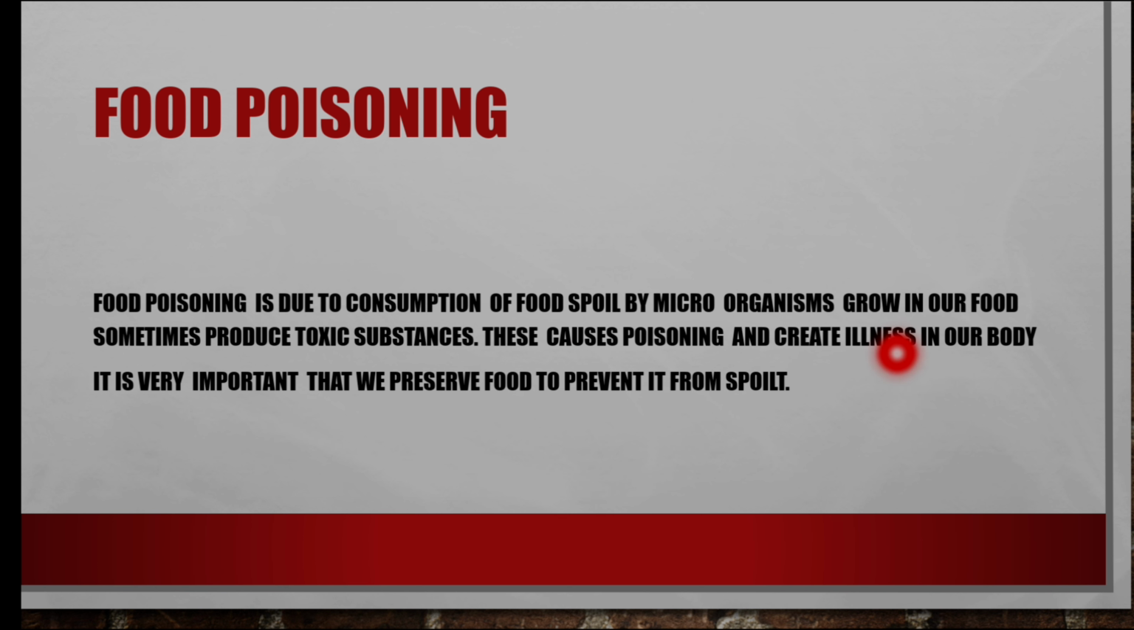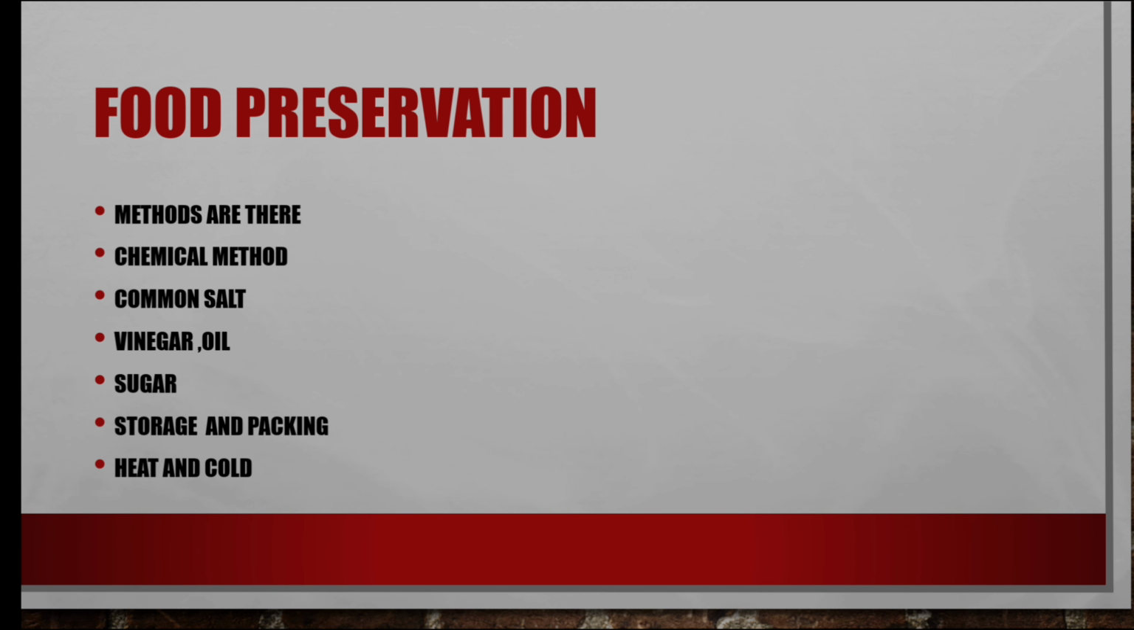Sometimes it may cause death also. The person who feels stomach pain, nervousness and vomiting may die. The person must be treated very quickly, or it will end in death. Next, food preservation. The methods are chemical methods, common salt, vinegar, oil, sugar, storage and packing, and heat and cold.